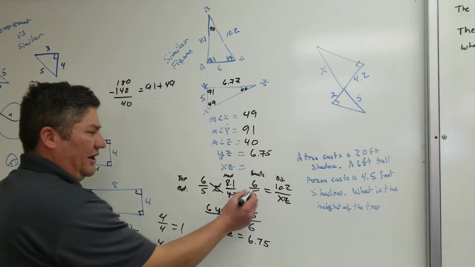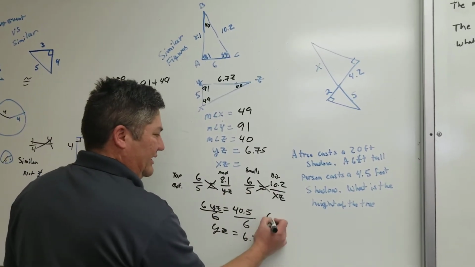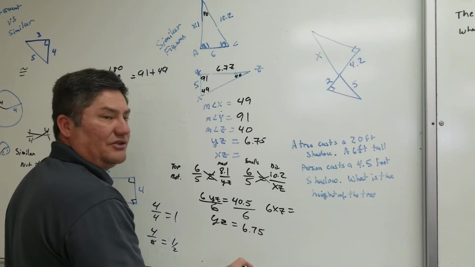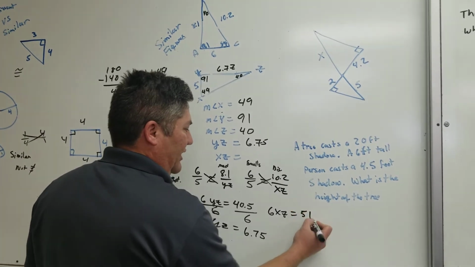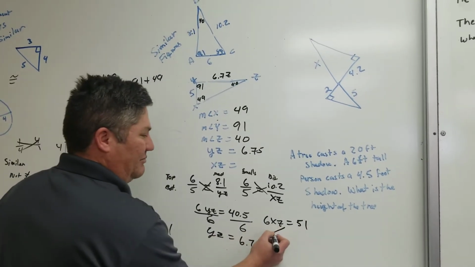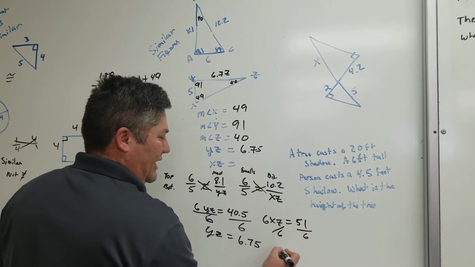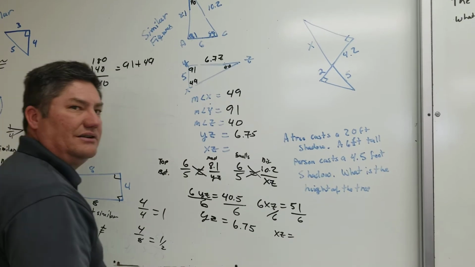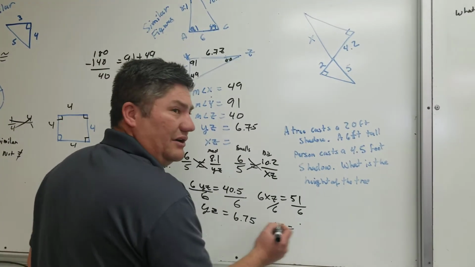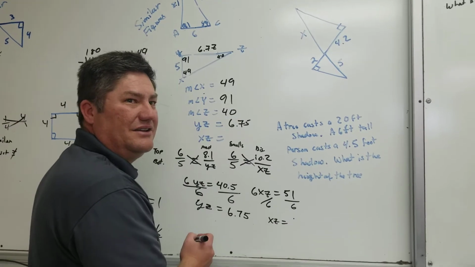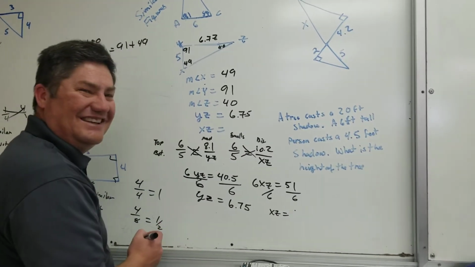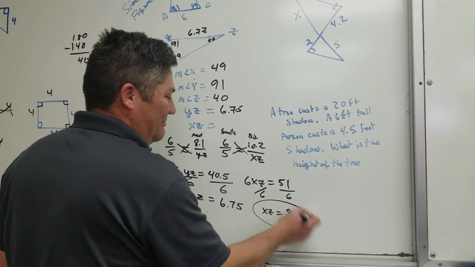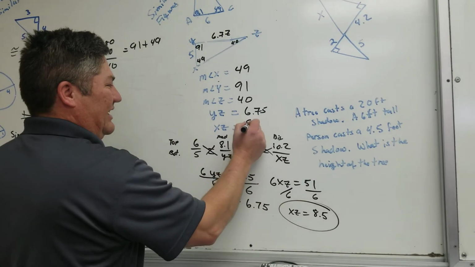Now I just cross multiply again. So I get 6XZ equals 10.2 times 5, which is 51. Now I'm going to divide by 6, and XZ equals 51 divided by 6. 51 divided by 6 is 8.5. She subtracted when we should have divided, but that happens. Okay, so that's going to be my answer there, 8.5.